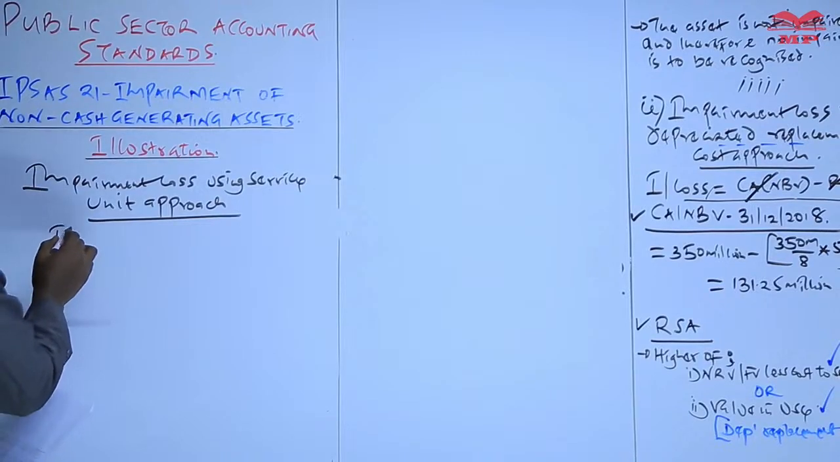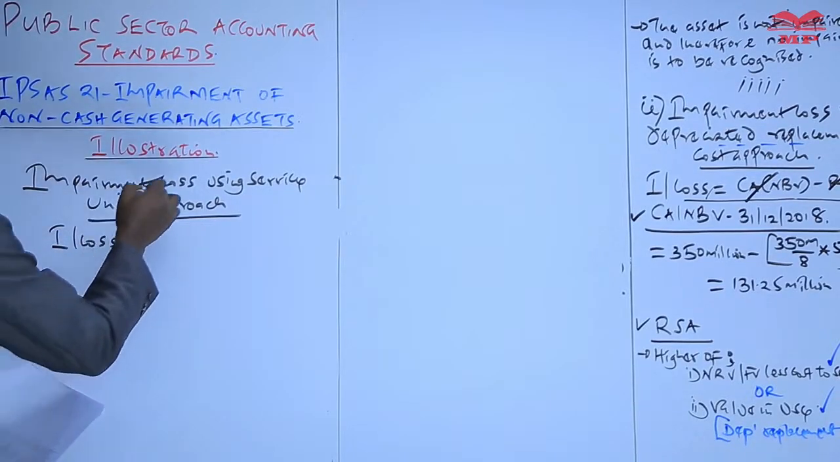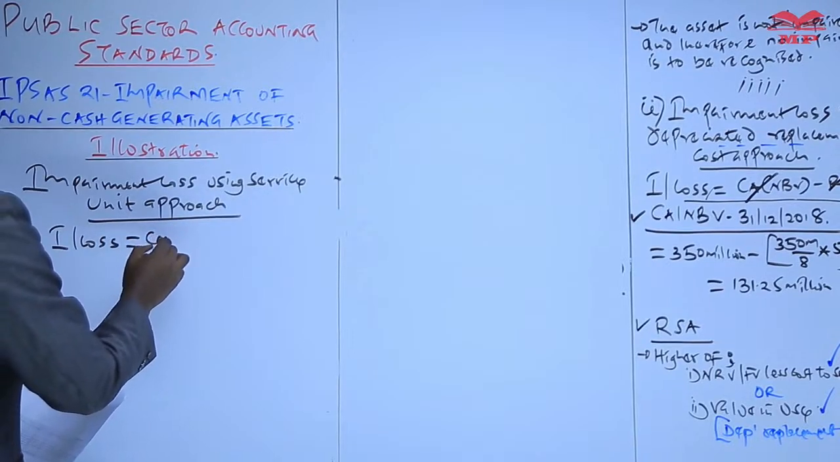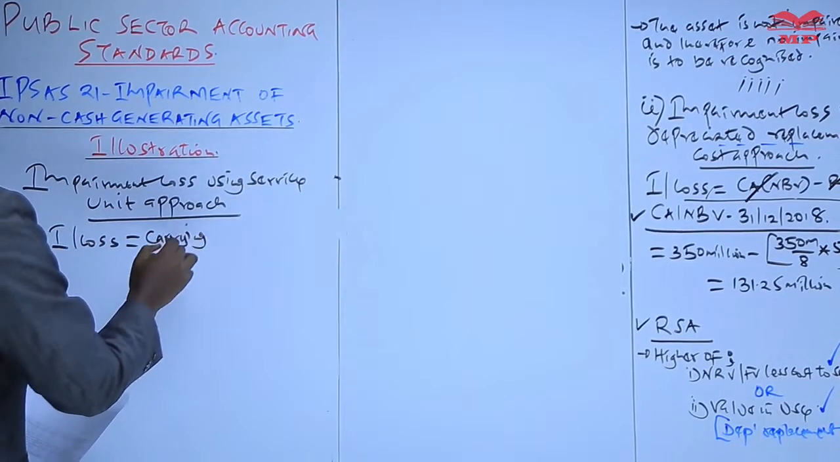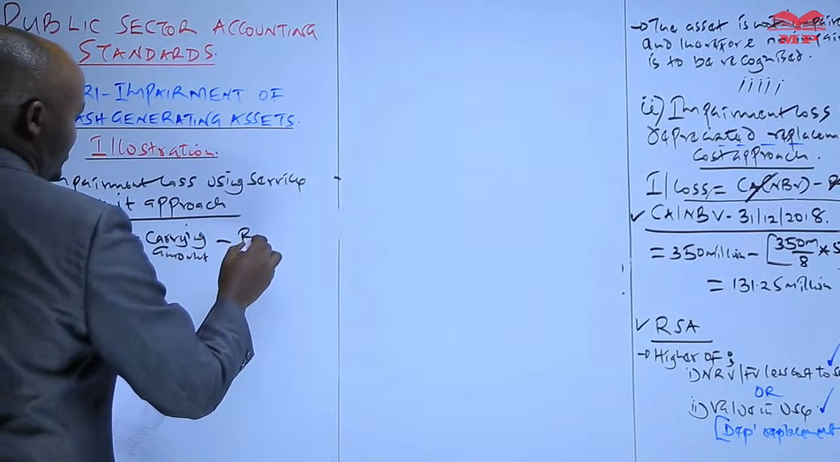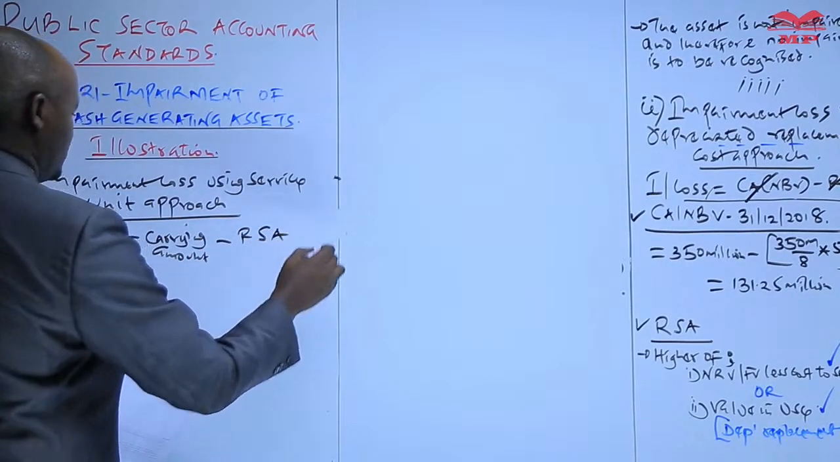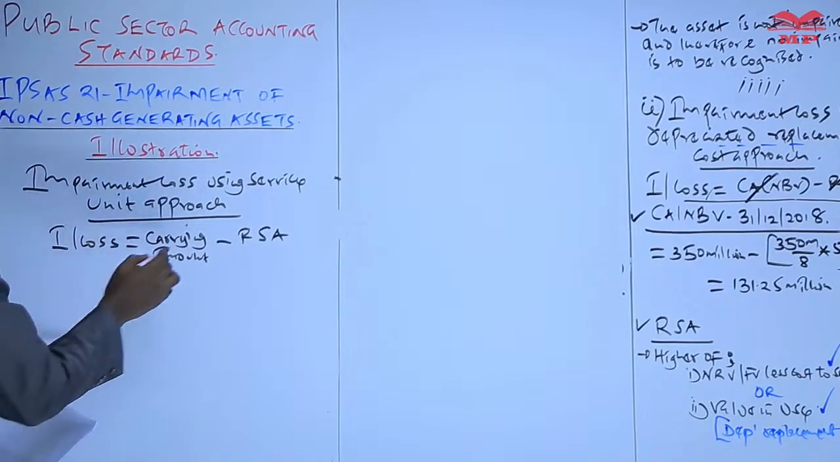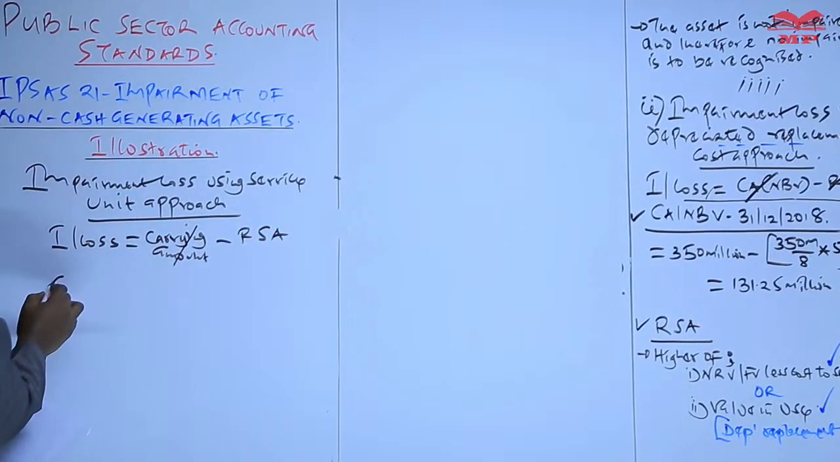The first thing you always need to have here is the formula for computing the impairment loss. The impairment loss is equal to the carrying amount of the asset minus the recoverable service amount. So we need to have these two values. Let's start by determining this one, the carrying amount.